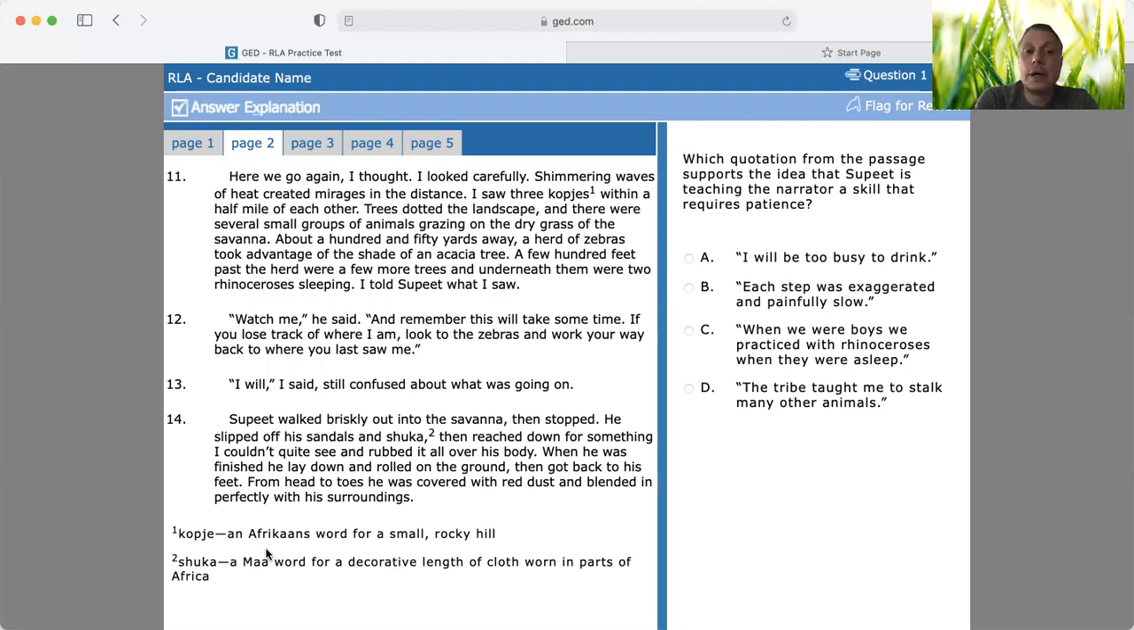Supeet walked briskly out in the savannah, then stopped. He slipped off his sandals and shuka. Now you're like, what's shuka? Shuka, a Maa word for a decorative length of cloth worn in parts of Africa.